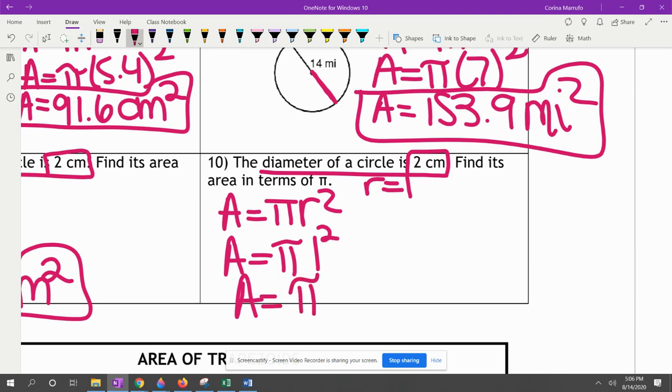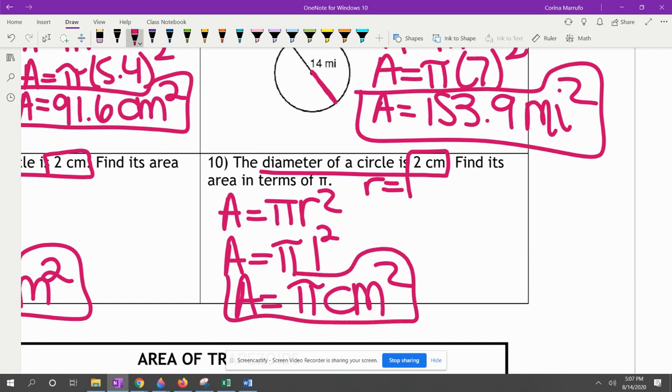Now we don't have to put the 1 right here in front because it is invisible, okay? We just know that it is 1 pi. So pi, and then our units are centimeters squared. Alrighty.